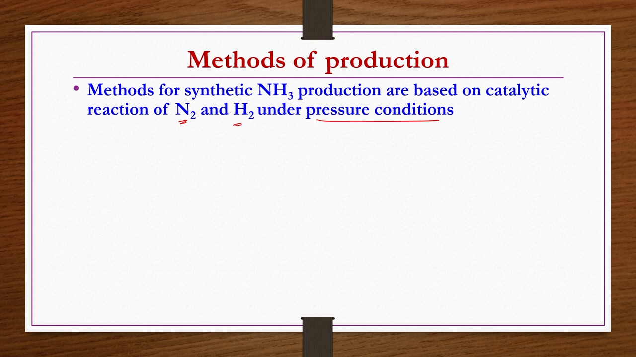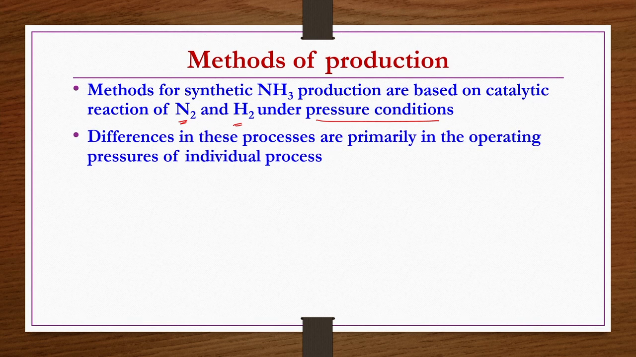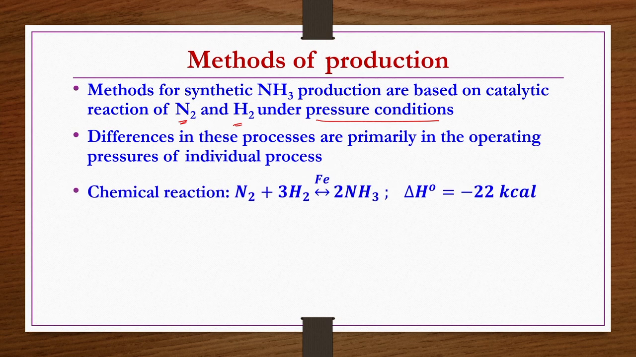Based on the pressure, the conversion is going to change, right? The pressure applied in these reactions generally varies between 100 atmospheres and 1000 atmospheres. Differences in these processes are primarily in the operating pressures of individual processes. Let us say the chemical reaction: 1 mole of N2 and 3 moles of H2 react together at high pressure in the presence of an iron catalyst, and you get 2 moles of ammonia. This reaction is reversible.